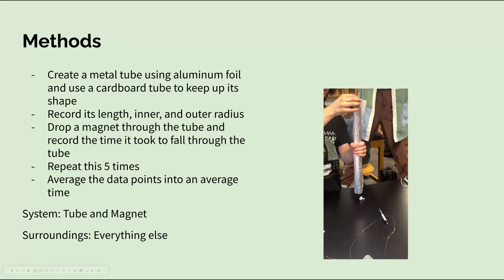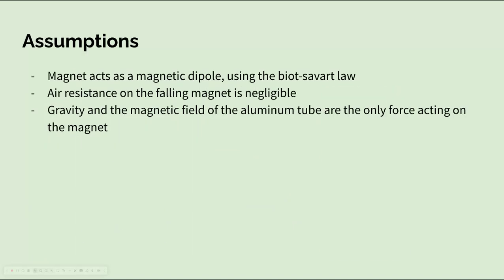Pretty simple equipment. We created a metal tube using aluminum foil, used a cardboard box to keep its shape, recorded its length, inner and outer radius, dropped a magnet through the tube and recorded the time it took to fall through the tube. Repeat this 5 times to average the data points into an average time. The system is the tube and the magnet, the surroundings is everything else.